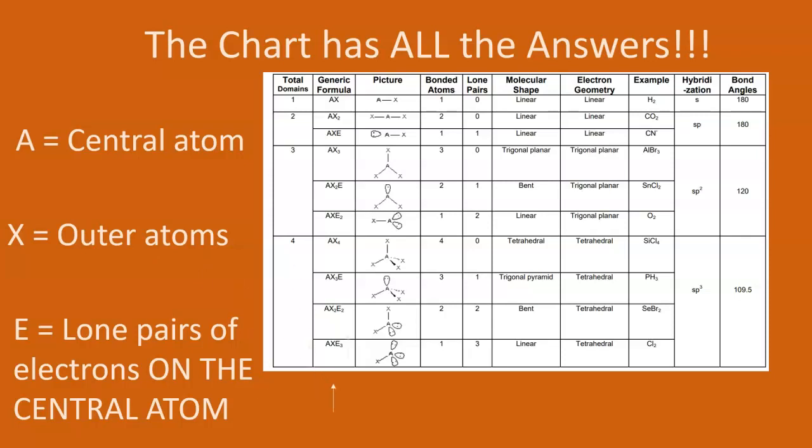So we're looking at the generic formula, and that formula shows you the picture. It shows you exactly how to draw it, exactly the shape, everything: dashed, wedged, whatever the case may be. It shows you how many bonded atoms you have and how many lone pairs you should have on the central atom. It gives you your molecular shape and your electron geometry. While we're not getting so much into that right now, you'll know on the chart how to use it as a guide to answer all the questions asking about molecular shapes or electron geometries and all the things in your molecular modeling lab.